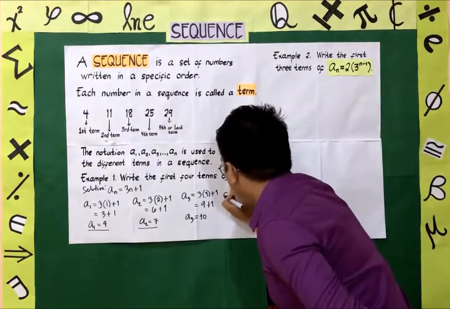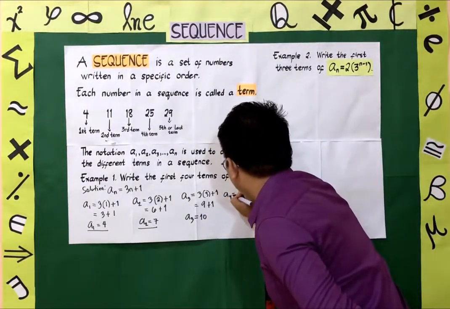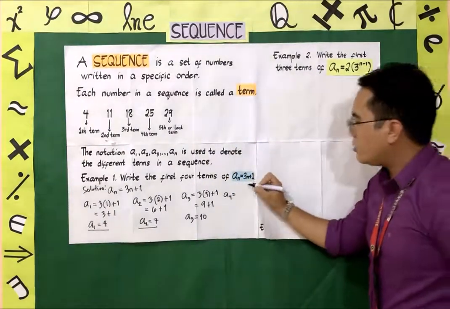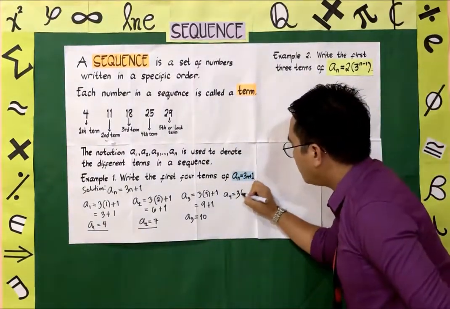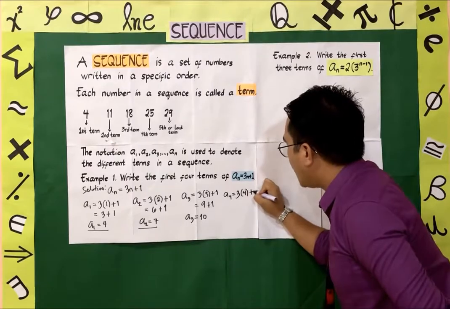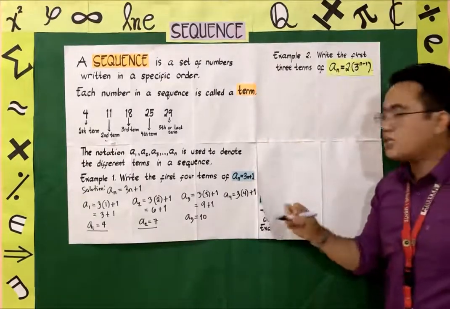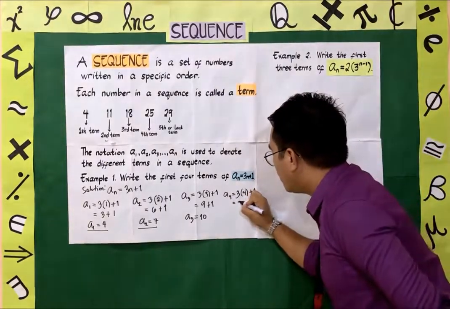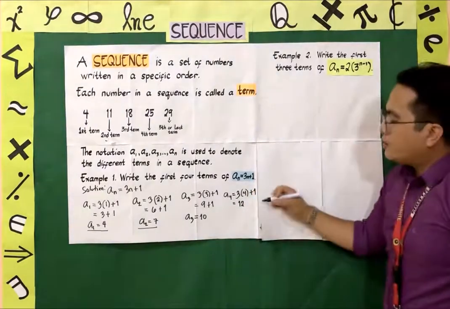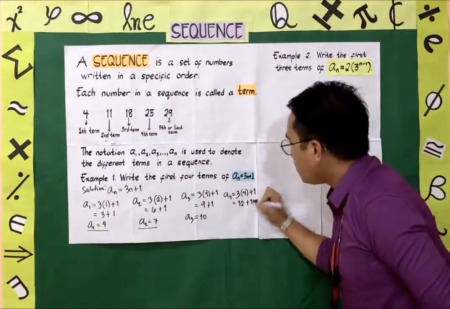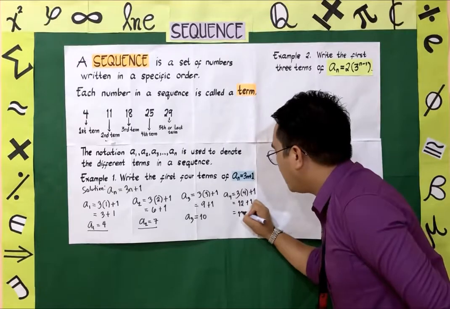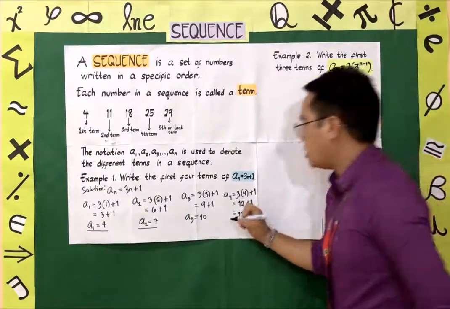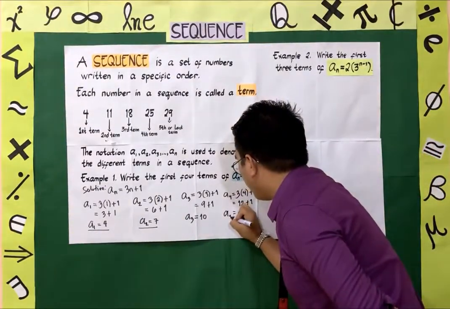We have our a sub 4. So, a sub 4 is equals to 3 times 4 plus 1. 3 times 4 is equals to 12. Yes, it's 12. Then plus 1, we have 13 because 12 plus 1 is equals to 13. So we have a sub 4 here.